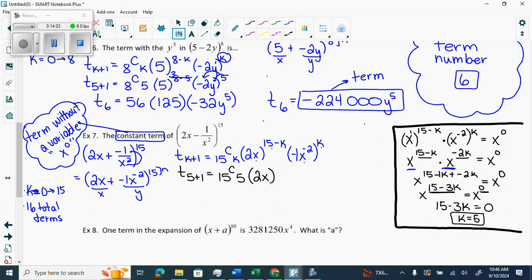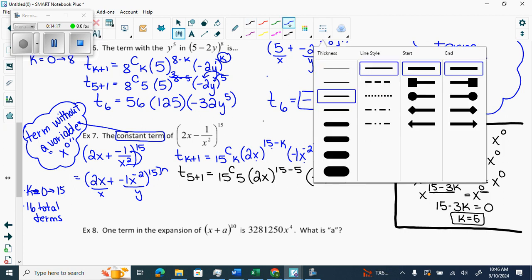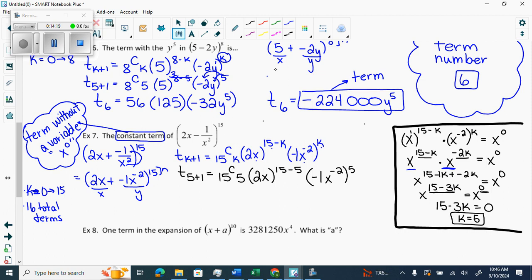2x to the 15 minus 5, negative 1, x to the negative 2 to the 5. So we have to remember to also distribute our exponents through as well. So we get T6, 15C5 is what? And then we get 15 minus 5 is 10.